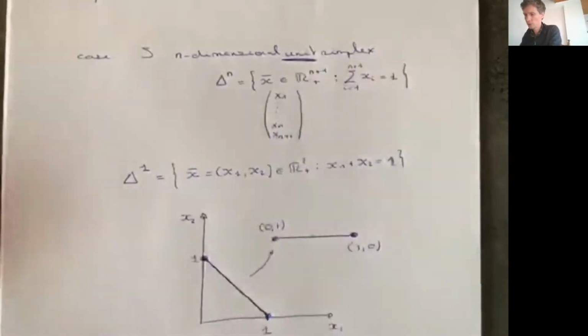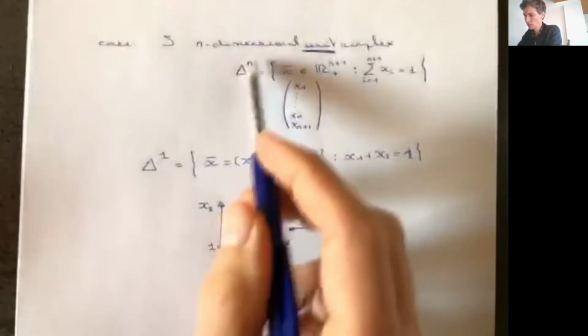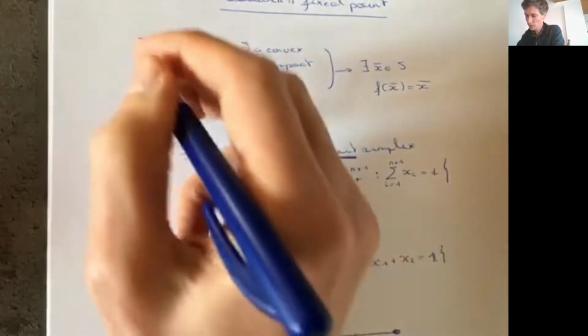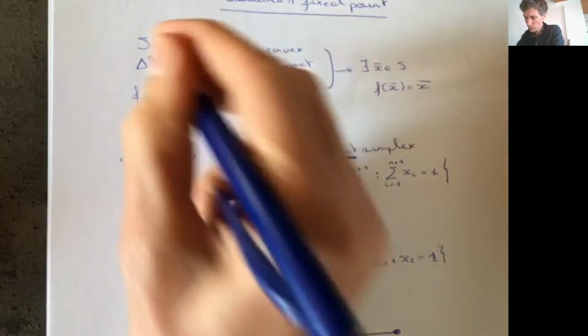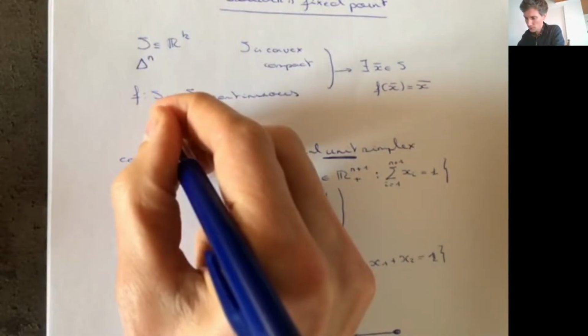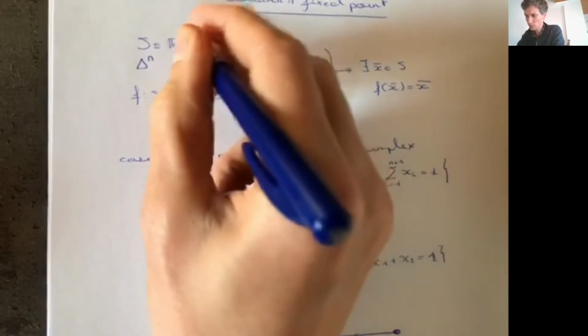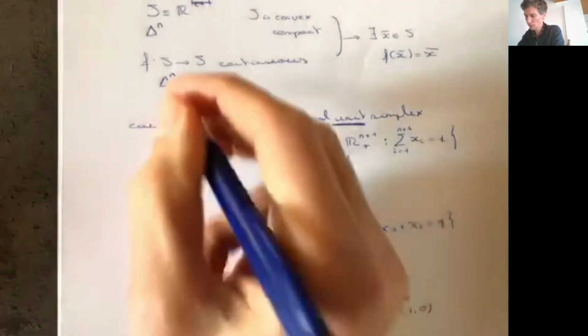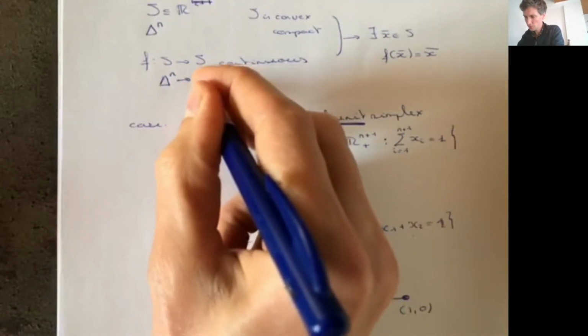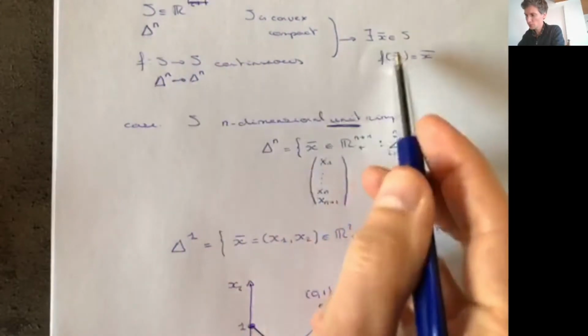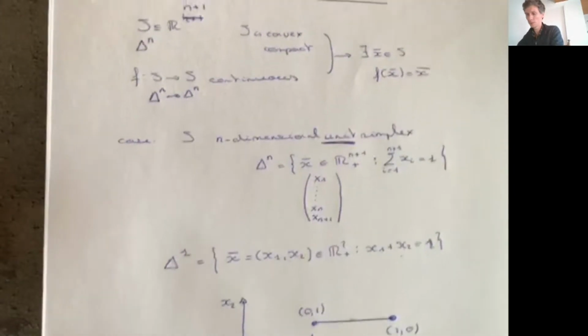So what are we going to do? We're going to use this n-dimensional unit simplex, and basically we're going to show that Brouwer's theorem holds for delta n. Now this is a subset of R^(n+1). You have seen that a continuous function from this set to itself will have a fixed point.